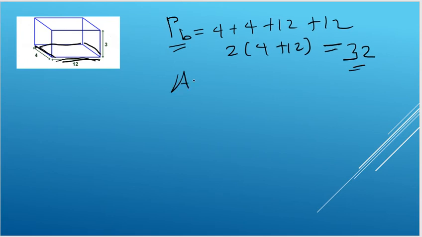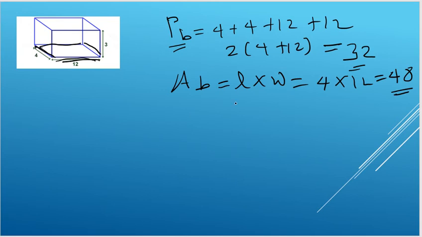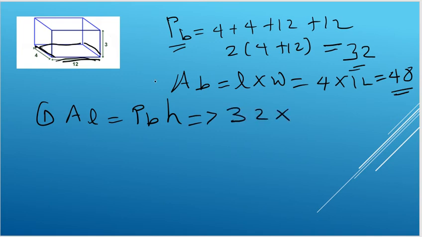Again, find the base area. Since it is a rectangle, simply length times width, which is 4 times 12, which is going to be 48 centimeter square. You can check it again. Then the three things we need: the first one is the lateral area. The lateral area formula, as we said, is the perimeter of the base times the height. The perimeter of the base we got is 32, which will be multiplied by the height. As you see, it is already given, 3. When you multiply, it's going to be 96.